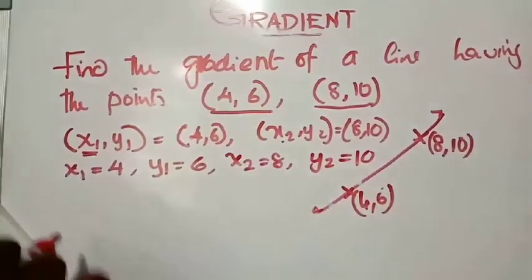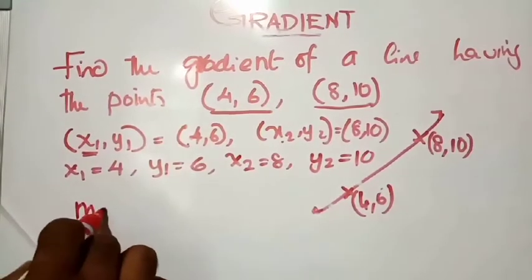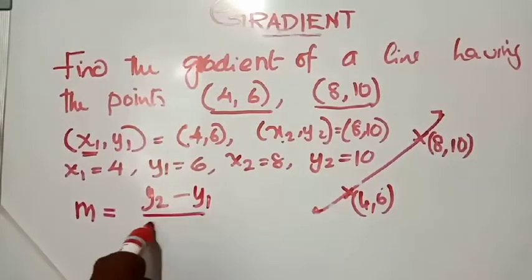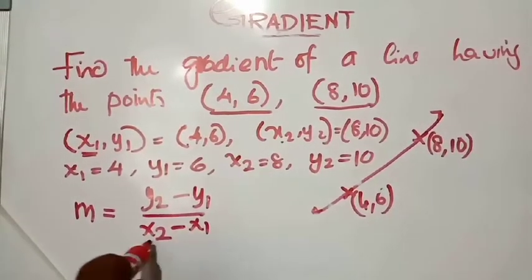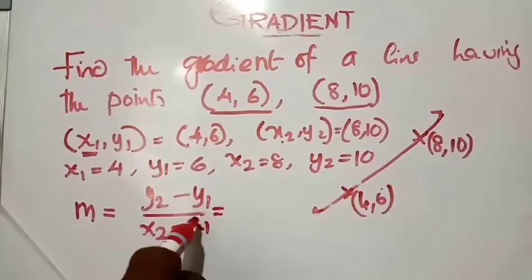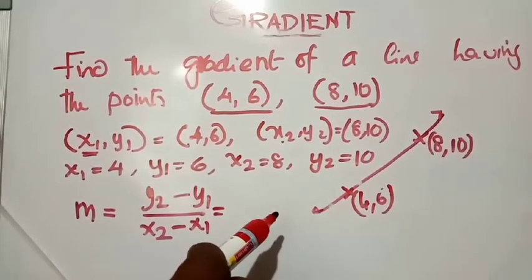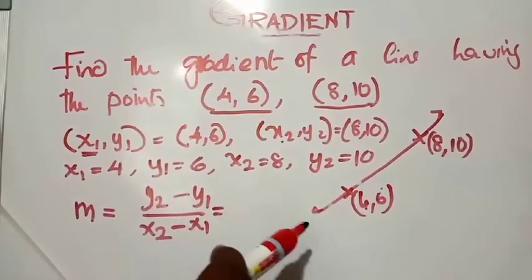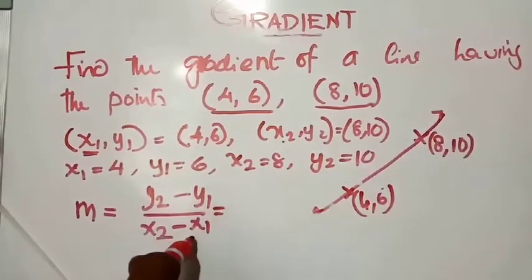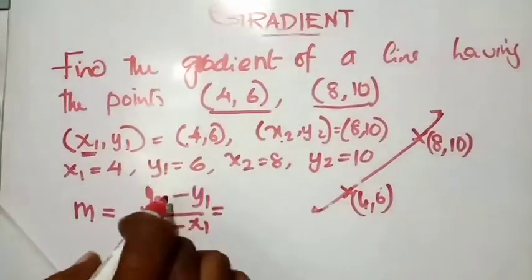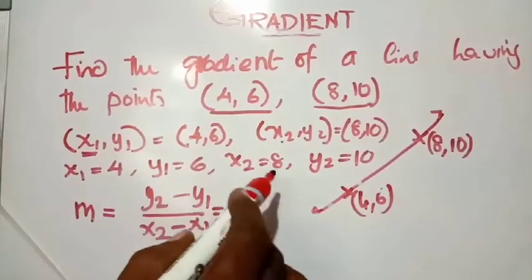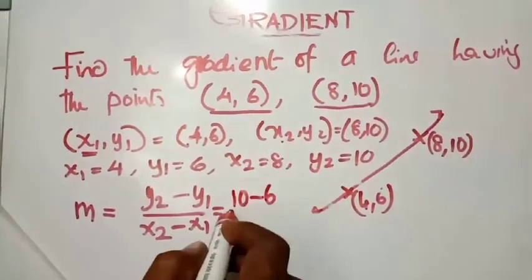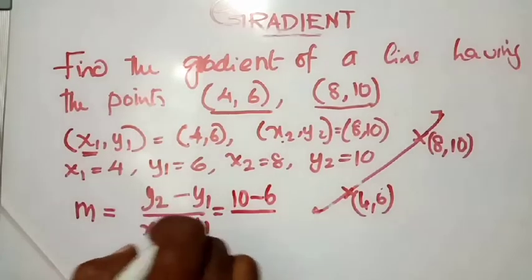Okay. So as per the formula, gradient of the line is y2 minus y1 divided by x2 minus x1. If you don't remember this formula, just remember change in y by change in x. That's enough. So do the y change. That means y2 minus y1. y2 minus y1 is 10 minus 6 or 6 minus 10. No issue. By x2 minus x1.